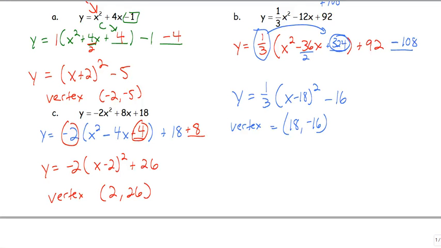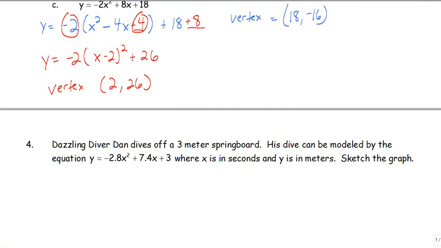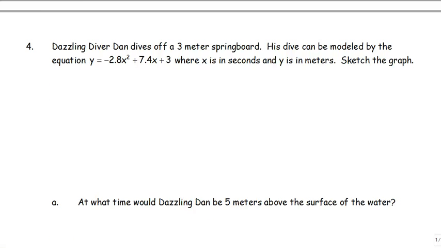We will also use this method to solve quadratics instead of using the quadratic formula. It's actually sometimes a little bit easier to use than doing x equals opposite b plus or minus square root b squared minus 4ac all over 2a.